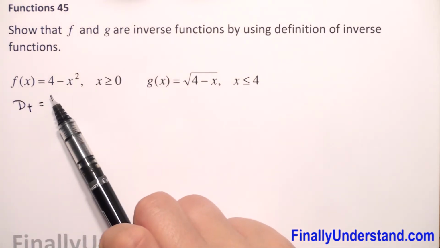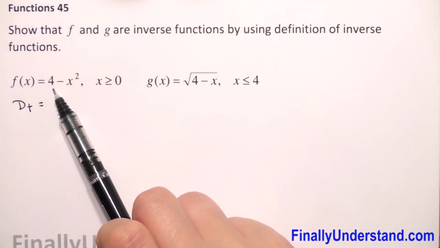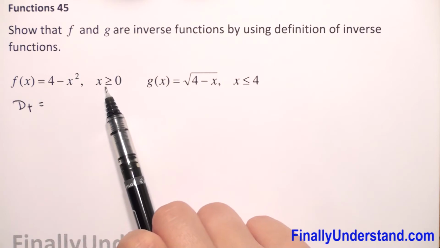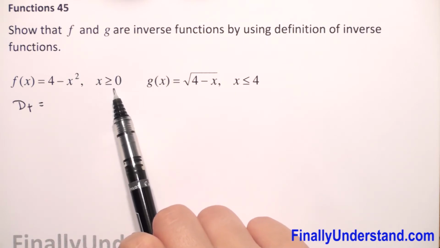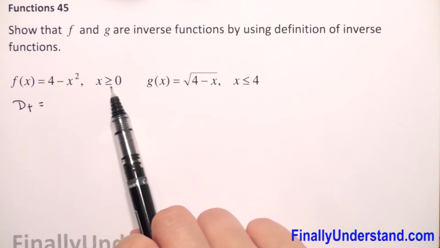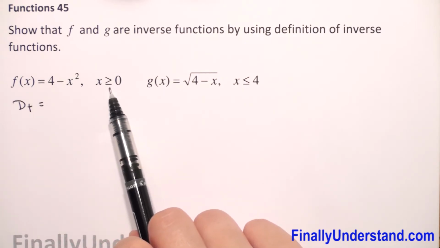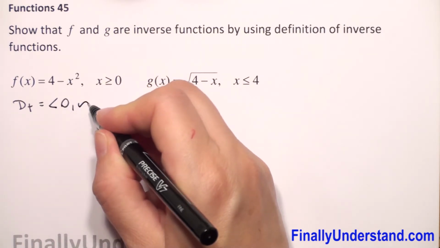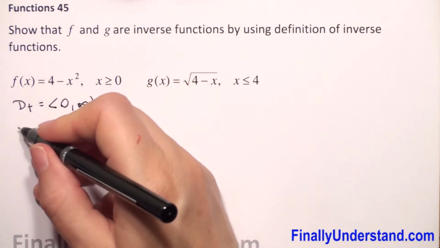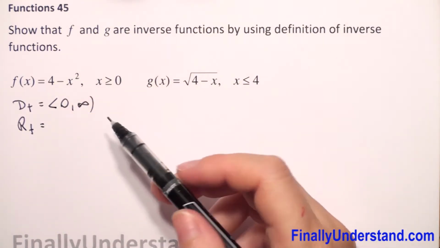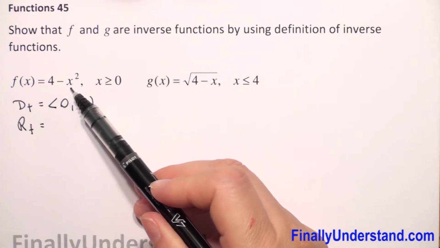We have that our f function is given by the formula 4 minus x squared, and we have that x is greater than or equal to 0. So the domain is given here. This is the interval from 0, closed on 0, to infinity. And the range of our f function will be, this is a quadratic function.